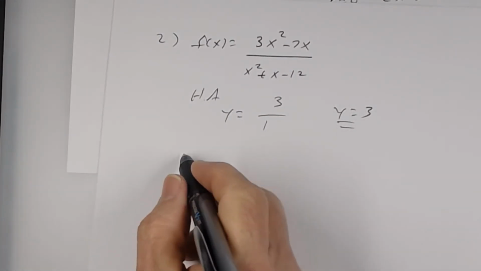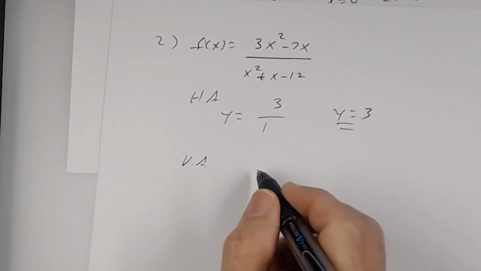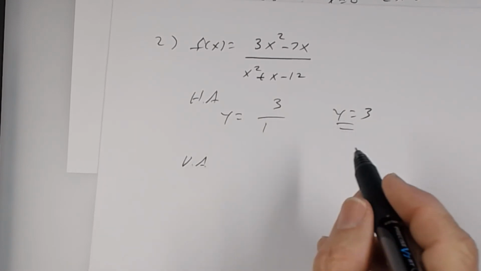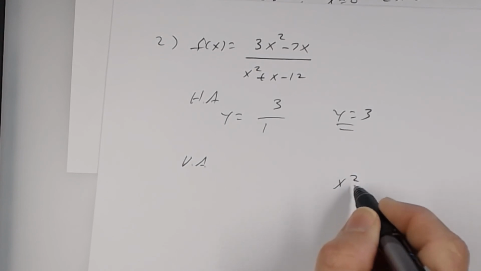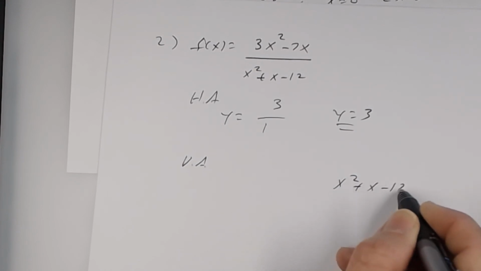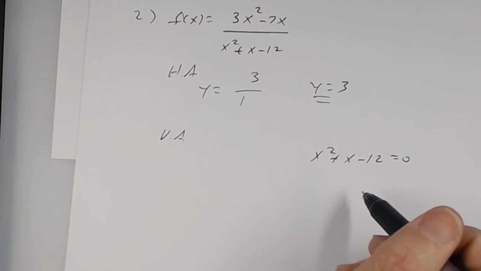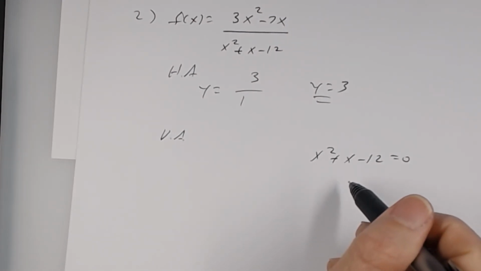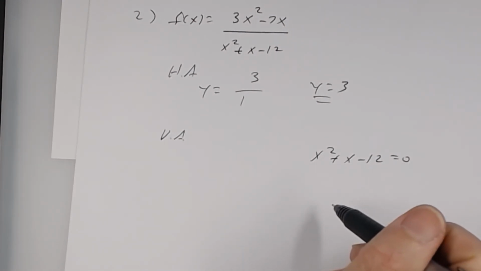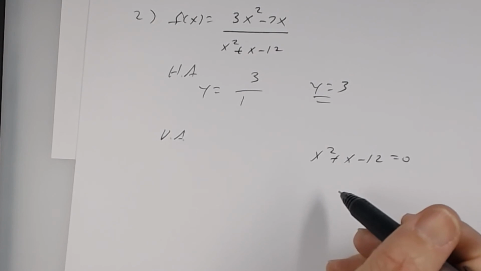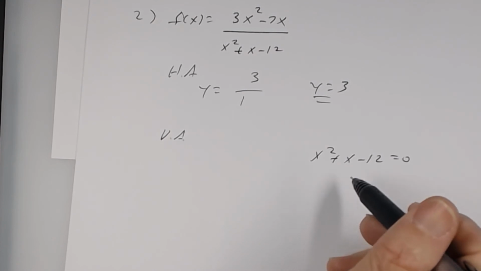Let's look at the vertical asymptote. How do you find the vertical asymptote? Find the restrictions. How do you find the restrictions? Set the denominator equal to 0. What kind of equation is this? Quadratic. How are you going to solve this quadratic equation? Yeah, it's factorable, but if it wasn't factorable, then the only other choice would be to do what? No, not square root. Quadratic formula.